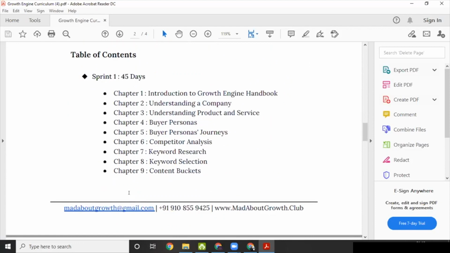Okay, and here's the table of contents. So the first 45 days, as we mentioned, is going to be the theory aspect of it. That's understanding the company. We'll be going through the company structure, products and services. Then we have our buyer personas, where we speak about the different kinds of people whom we come across on the client's side, so that we'll be able to map it to the content that you're generating. And then we go through the buyer's journeys. Then we do a detailed competitive analysis, basically understanding who are the other players in the market. And then we go to the keyword research, keyword selection, and content buckets.